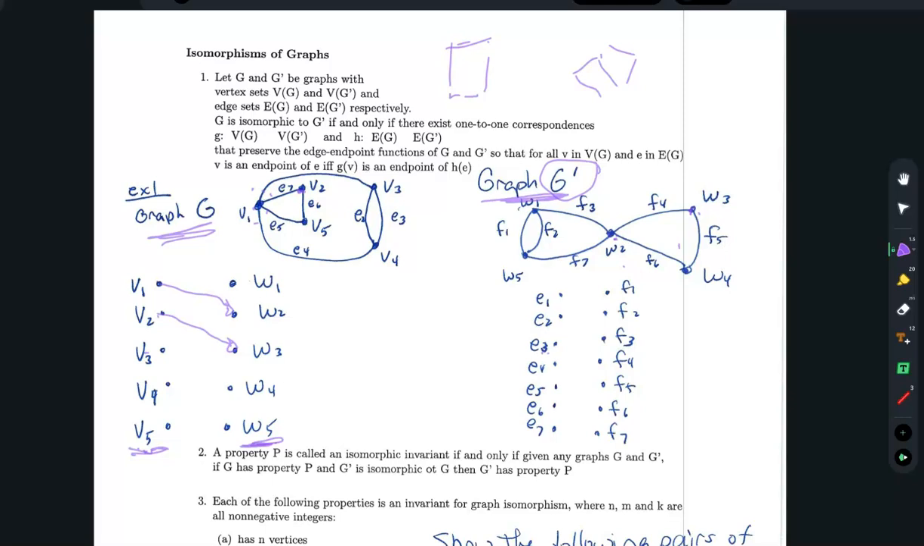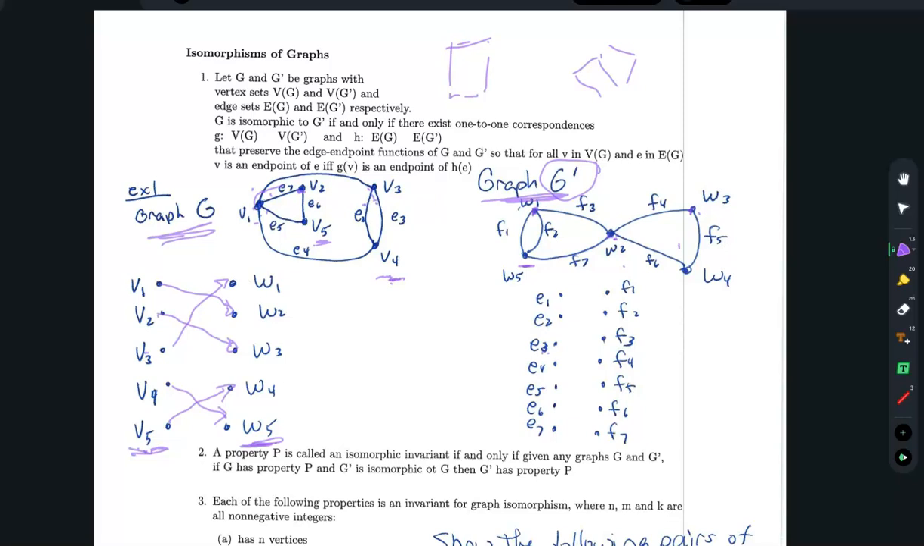And then V3, which is over here, has degree 3 and is connected to the vertex with degree 4. So that looks like W1, degree 3 connected to the one of degree 4. And so then V4 and V5 are what's left. V4 looks like it would go to this other degree 3, right? So V4 goes to W5 and V5 goes to W4. Okay, so then I come over and do the same with the edges.